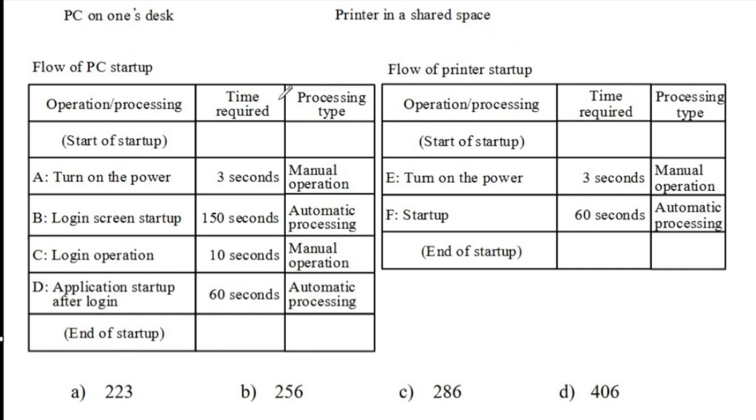How many seconds does it take to power on the computer? And then once it does that, it goes to automatic processing, and while that happens you move to the printer space and do the startup there. Turn on the printer, and then it goes to automatic processing. Then return to the PC at your desk, and wait for the remaining time before the login finishes. Then you do the next step, the login operation, which is a manual operation. Then you can go to the next part, which is the application startup.